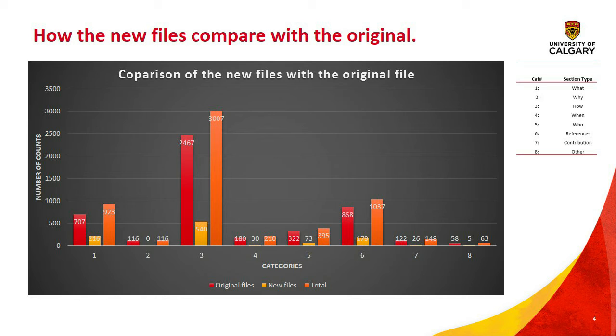For the old data set, we have 2467 count for the category 3, while we have 540 in the new data set. And obviously, category 8 will represent order as the least amount of counts in both the new data set and the old data set.